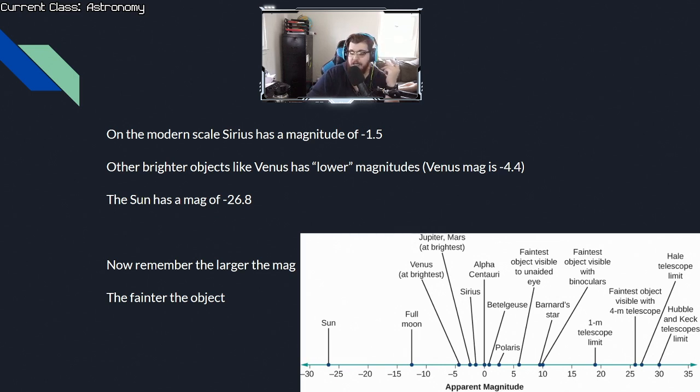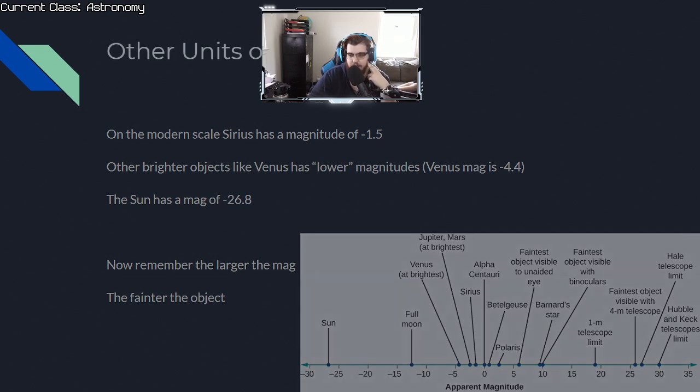Now, the faintest thing we can see with the unaided eye is just past a magnitude of 5, just to put an understanding there. So it's something that has a tiny bit of light.